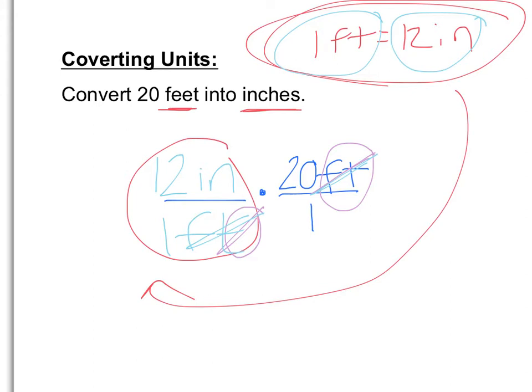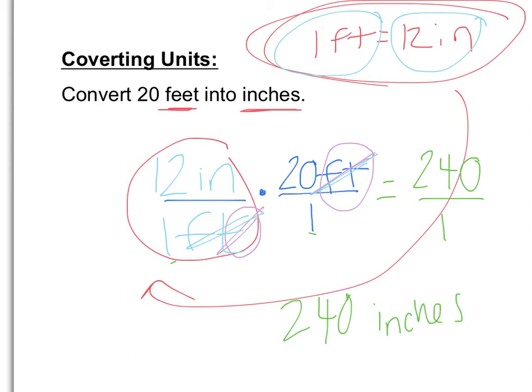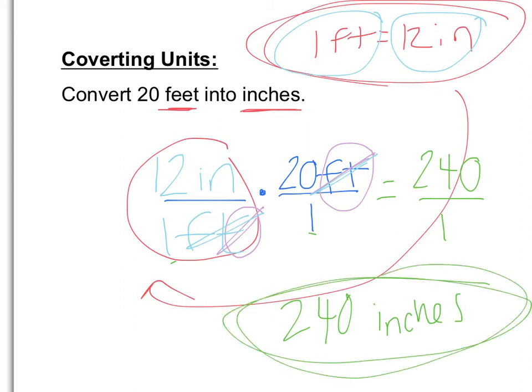We take 12 times 20, which is 240. 1 times 1 is 1. So your answer then is 240 inches. Just like the rest of this chapter, it's important that you label, so make sure you're doing that.